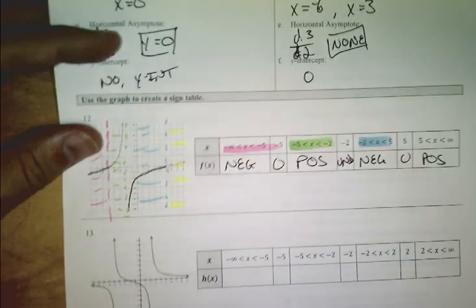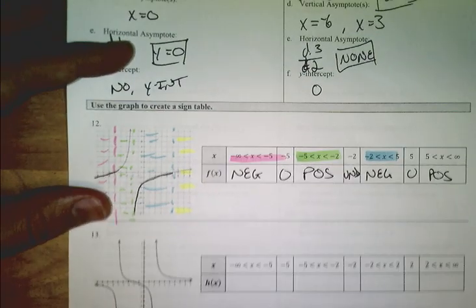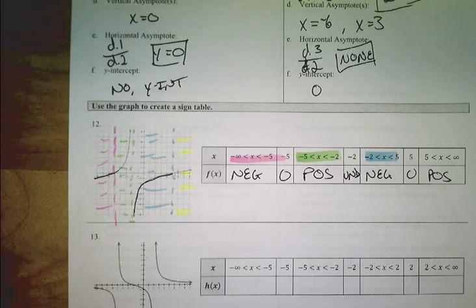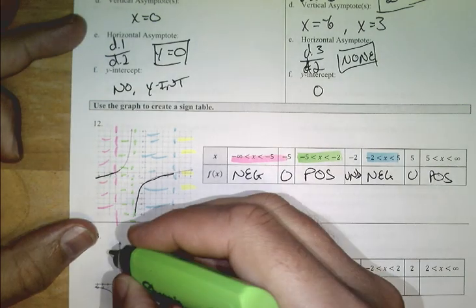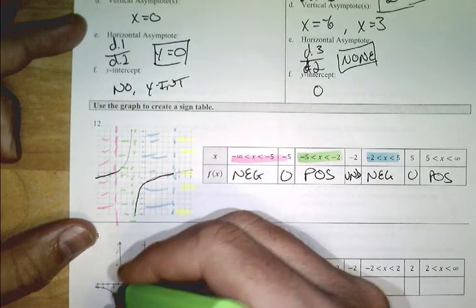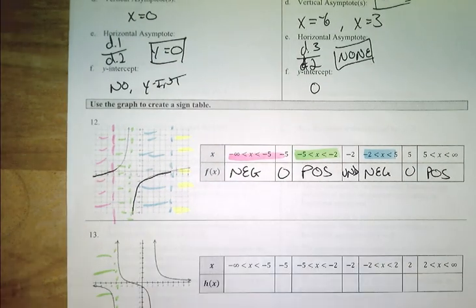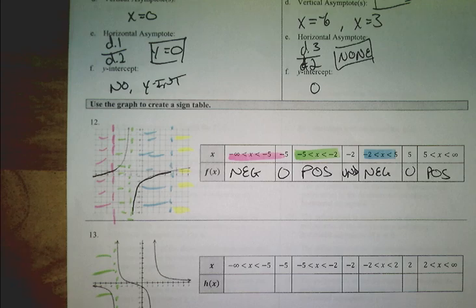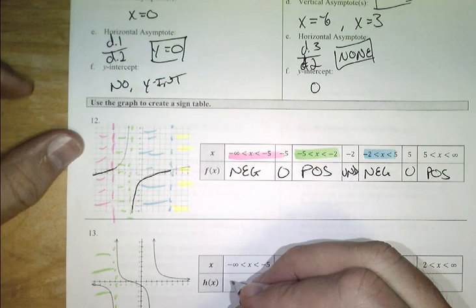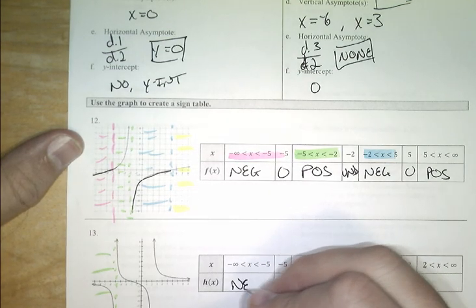We can do the same thing for 13. So let's see here, from negative infinity to negative 5. Negative 5 is right there, and we want that section here. All that is below the x-axis, so we'll say that is going to be negative.